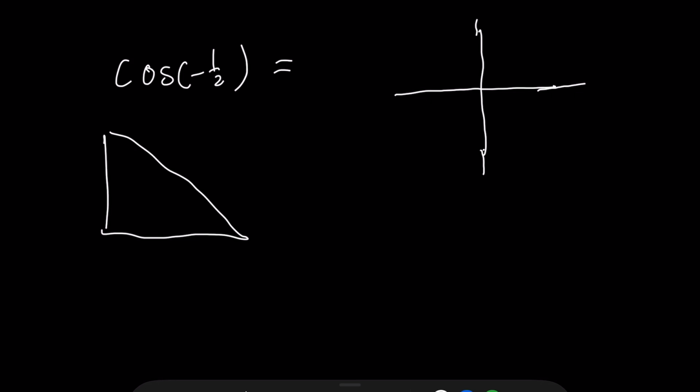Now, cosine of what angle will give me negative 1/2? So we know it has to be somewhere in the second quadrant. Honestly, the easiest thing, draw a triangle again. This is a 3, 4, 5 right triangle again. You'll notice, again, this is the 60-degree angle. But since this is in the second quadrant, it's not pi over 3. It's 2 pi over 3.